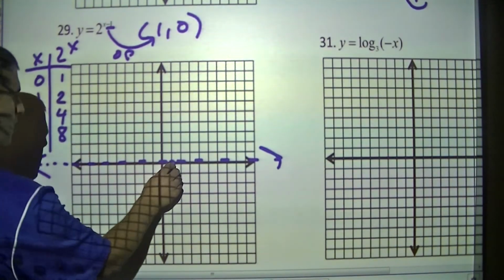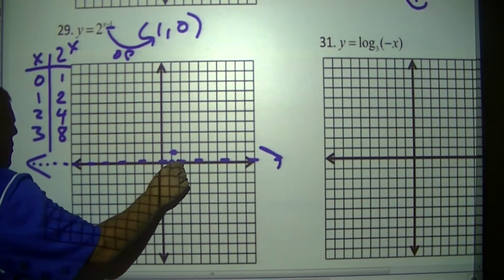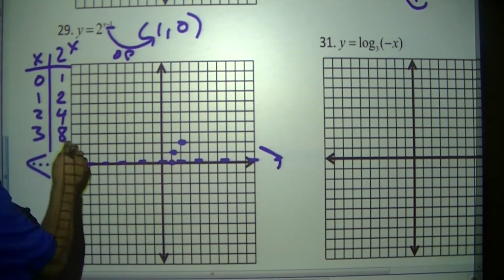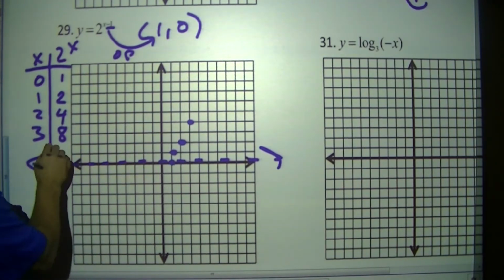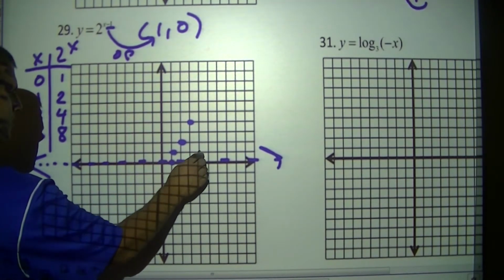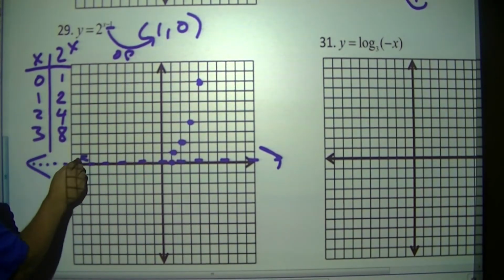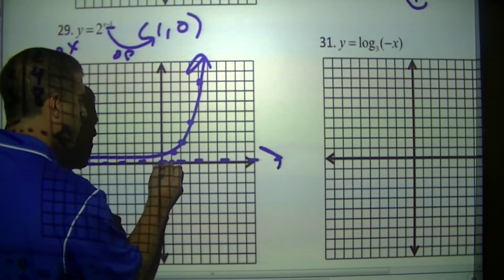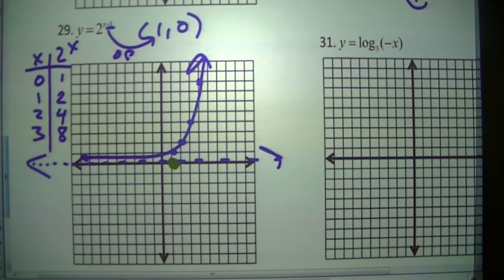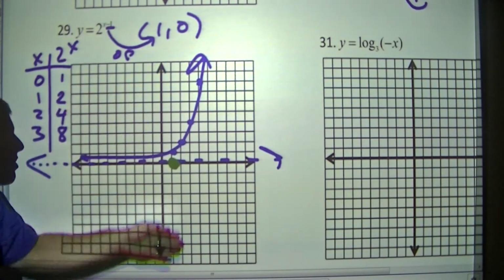So this is 0 over, 1 up. 1 over, 2 up. 2 over, 4 up. And 3 over, 8 up. That's going to pass through there. Basically, your anchor point determines where the asymptote is. Exponential goes through this way, log goes through this way.